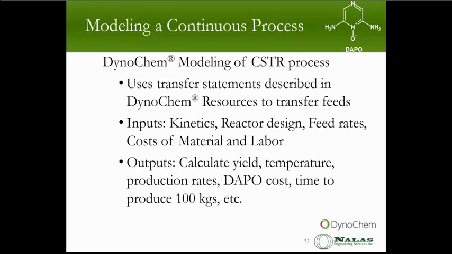We also input feed rates of each stream and feed rates between reactors, though we could optimize these later. Finally, we input the material and labor costs. From the model, we could acquire almost any information we wanted. Some of the information we obtained was yield of DAPO in each reactor, the temperature in each reactor, the overall cost of DAPO, and the amount of time it would take to produce 100 kilograms of DAPO.